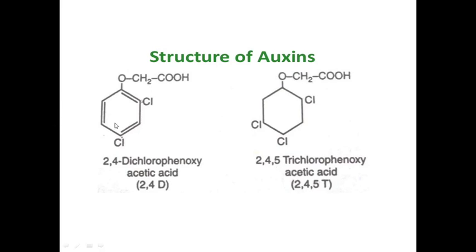Fine. Here we have 2,4-dichlorophenoxyacetic acid. Again, it has a planar aromatic unsaturated ring and a carboxyl side chain. We have 2,4,5-trichlorophenoxyacetic acid also. Fine. So these are 5 types of the auxins.